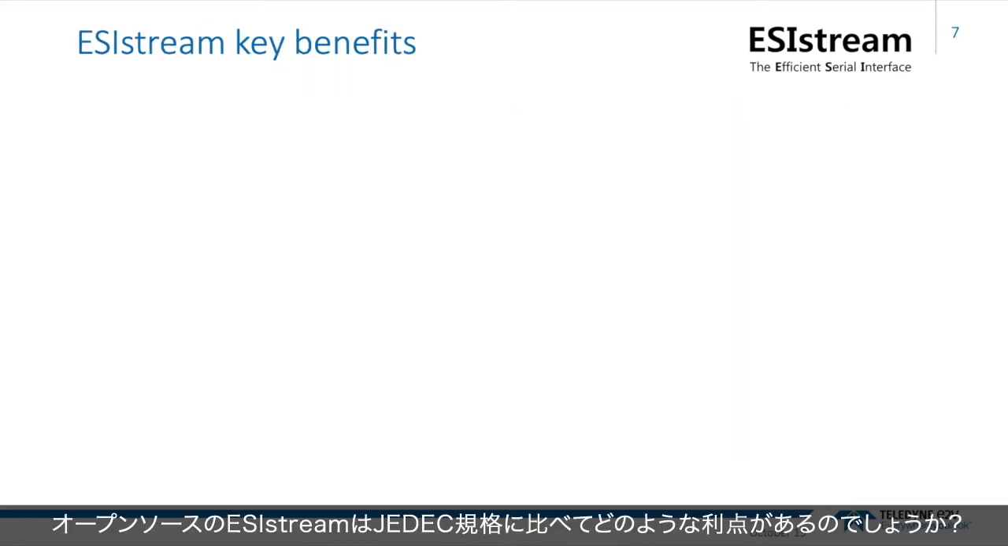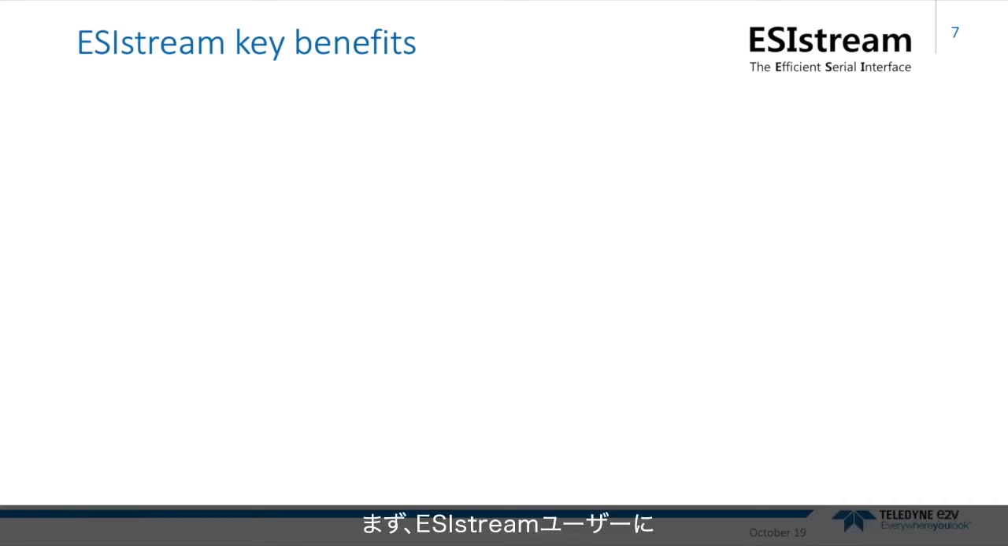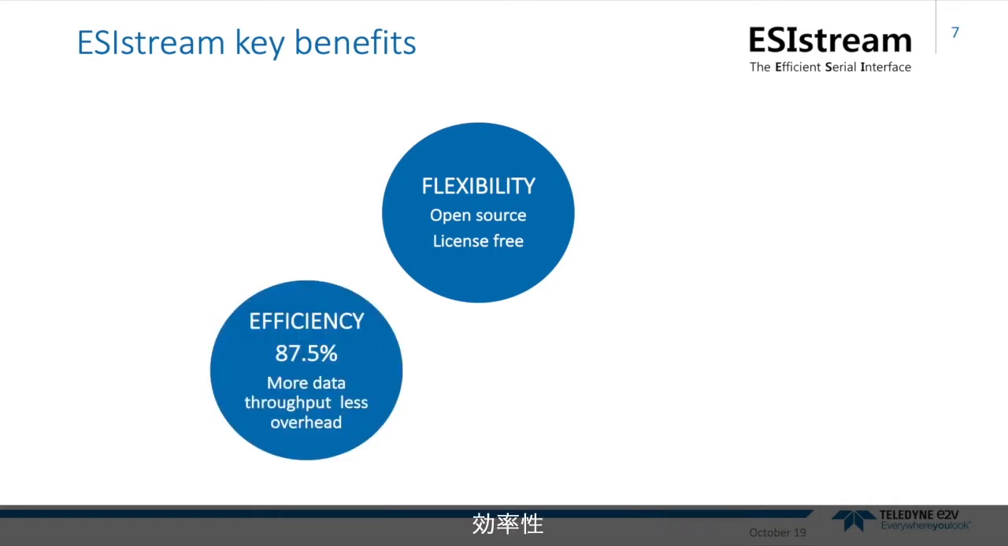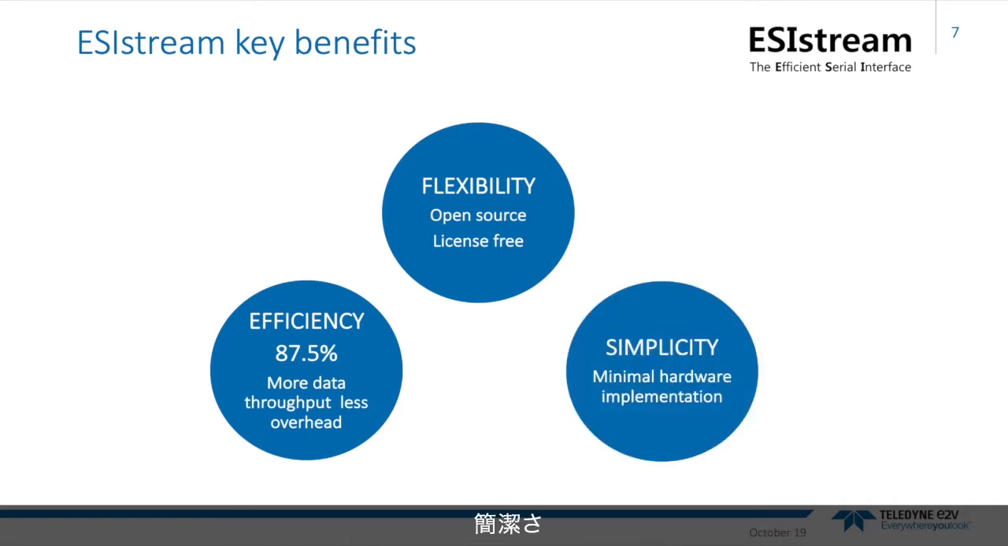So how does open source ESIstream stand out against the JEDEC standards? Primarily, the three high-level benefits enjoyed by ESIstream users are as follows. Flexibility. This is a self-contained spec and it's not tied to a specific converter resolution. Furthermore, it can support a wide range of data throughput rates from 500 megabits to greater than 12 gigabits per second. It's a highly efficient data coding technique, but not only that, it's also a very power efficient protocol to implement. And then finally, simplicity.